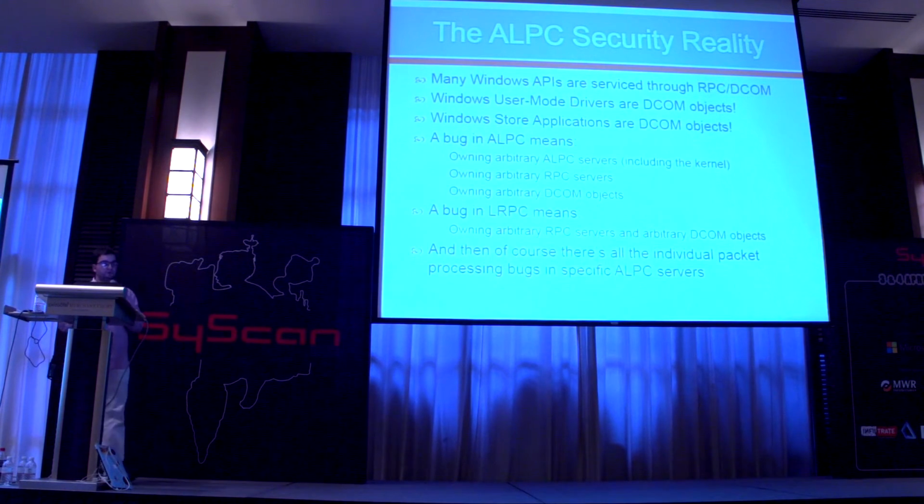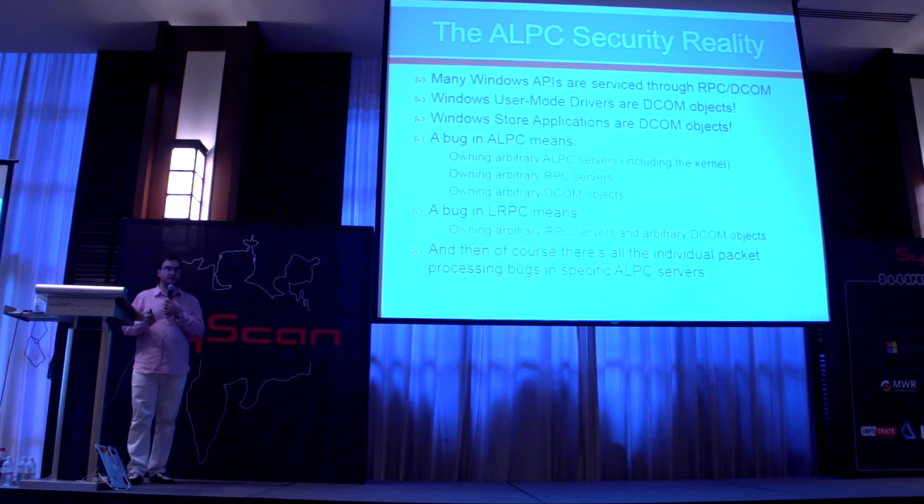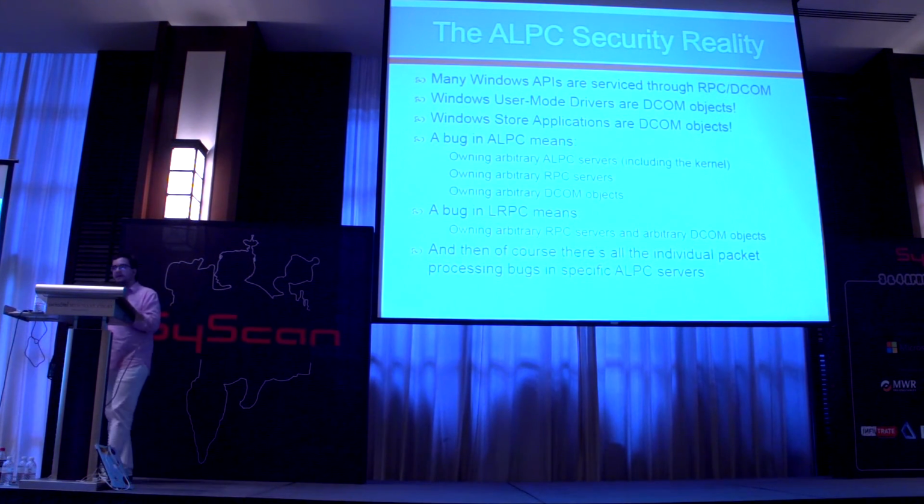So if many Windows APIs are using RPC and DCOM, if user mode drivers are using DCOM, if Windows Store applications are DCOM, it means that if you have a bug in ALPC, you can own ALPC servers, including the kernel, which does have a few ALPC servers of its own.